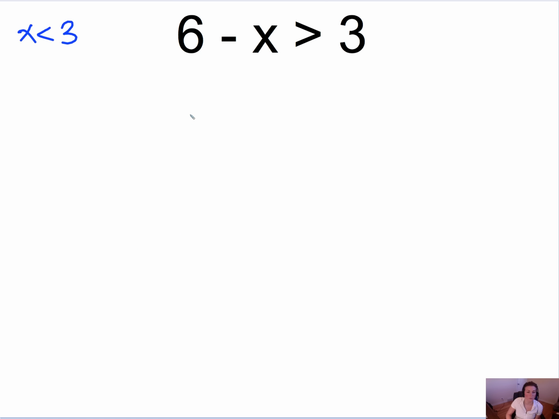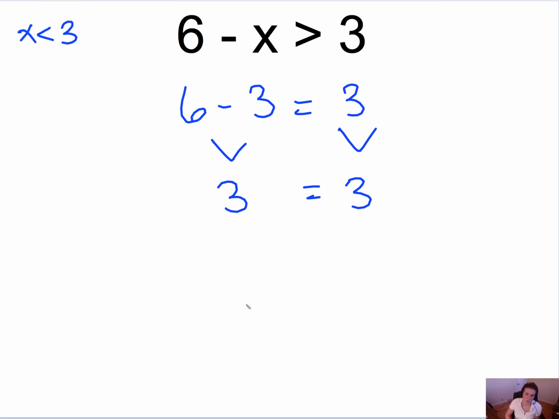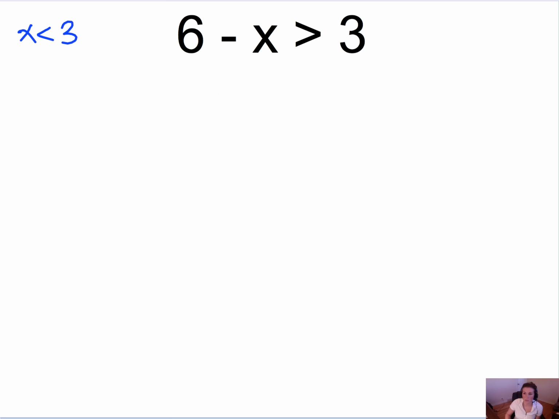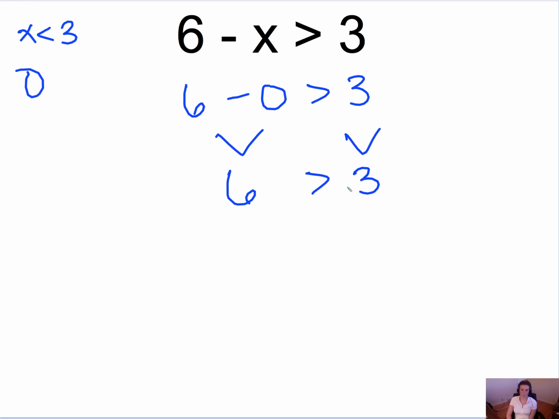X is less than 3. First of all, just plug in the 3 to see if this is equal to 3. Clearly it is. That was an easy one, so that's correct mathematically. Now let's check the inequality symbol. This time we want to pick a number that's less than 3. So 2, 1, 0, whatever you want to pick, we'll do 0. So 6 minus 0, we want to see if that's greater than 3. This is 6. This is obviously 3. 6 is greater than 3, so it's correct.